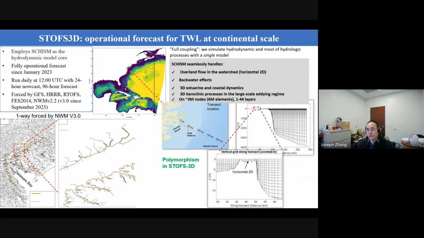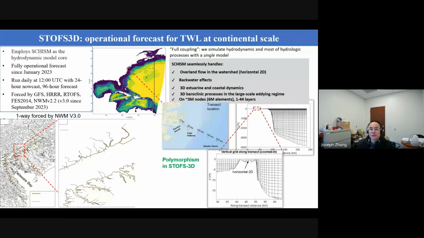But when you go to shallow regions, near shore, go to the watershed, you can use this very efficient 2D depth-averaged mode, right? You can even go to the quasi 1D mode. As a result, it greatly enhances the model efficiency because you no longer need to use the same number of layers everywhere. In addition, we also allow this very flexible horizontal unstructured grid. You can use triangles, you can use quads, you can blend them. So this leads to great efficiency.